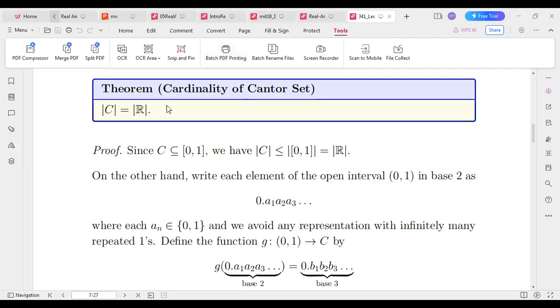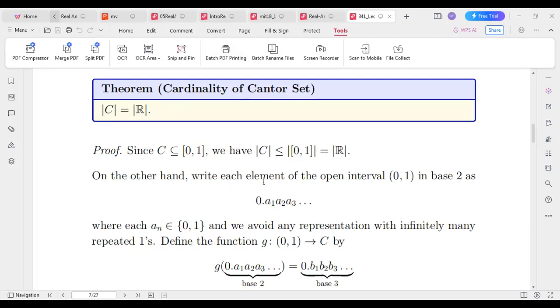Now, a very important theorem on the cardinality of the Cantor set: the cardinality of C equals the cardinality of the real numbers. Since C is a subset of the closed interval [0, 1], we have the cardinality of C is less than or equal to that of the interval [0, 1], that means the real numbers.